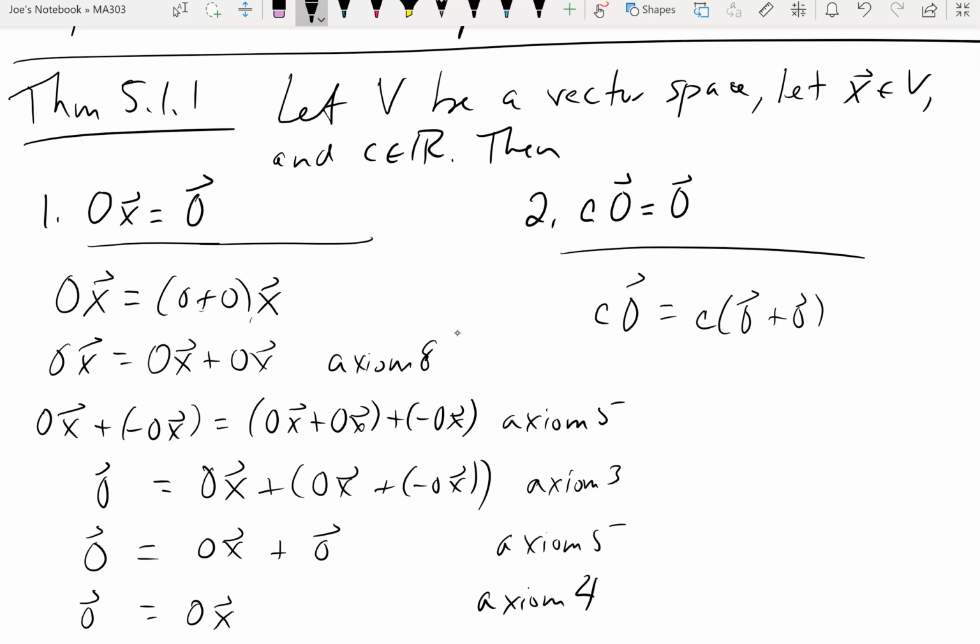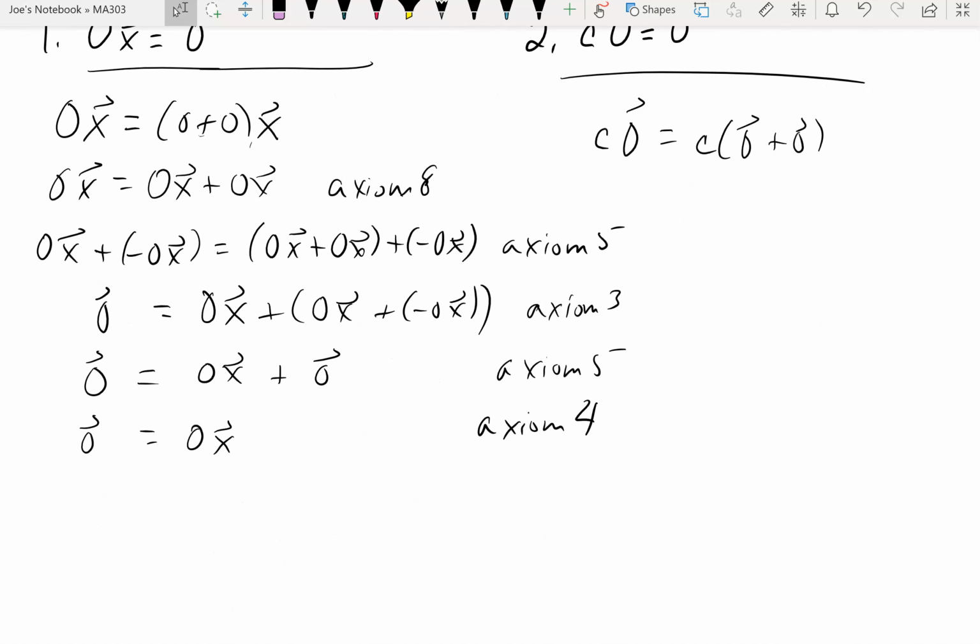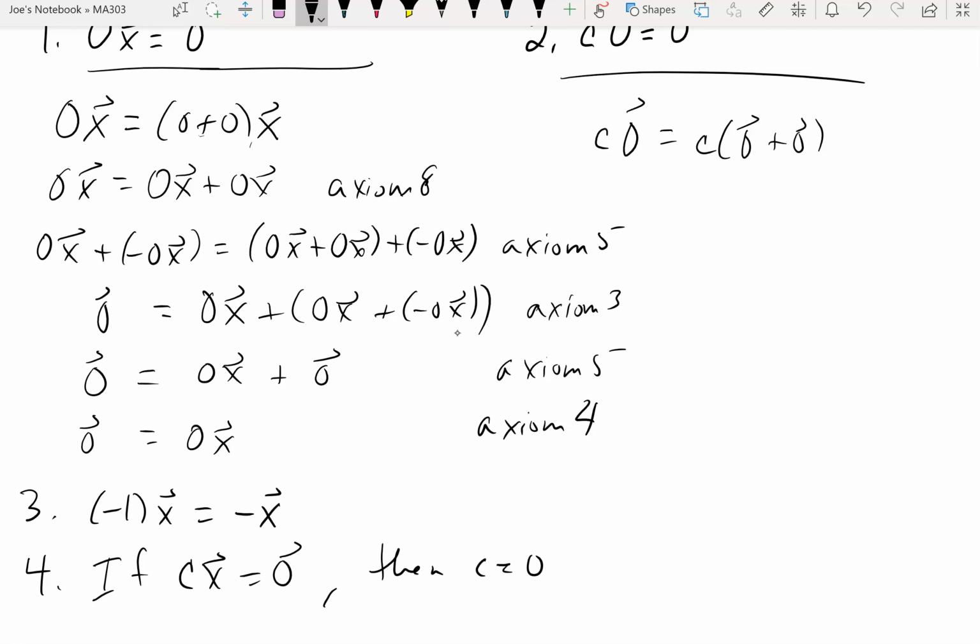Exactly right. All right, the other 2 properties that pop up, and I'm just going to write down the properties and not prove them right now. If you take the negative 1 times a vector x, you should get the additive inverse of x. And the last one says that if c times x is the 0 vector, then either c is 0 or x is the 0 vector. So those are the last 2 properties.